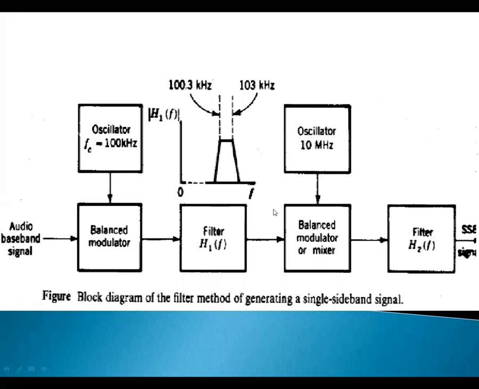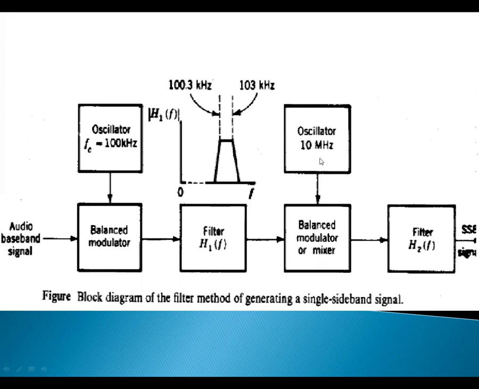In order to eliminate more of the unwanted sideband in single sideband generation, you have to use two filters or two balanced modulators, two times. Why is it eliminated more? Because the signal is attenuated more at the low frequency and less at the high frequency.